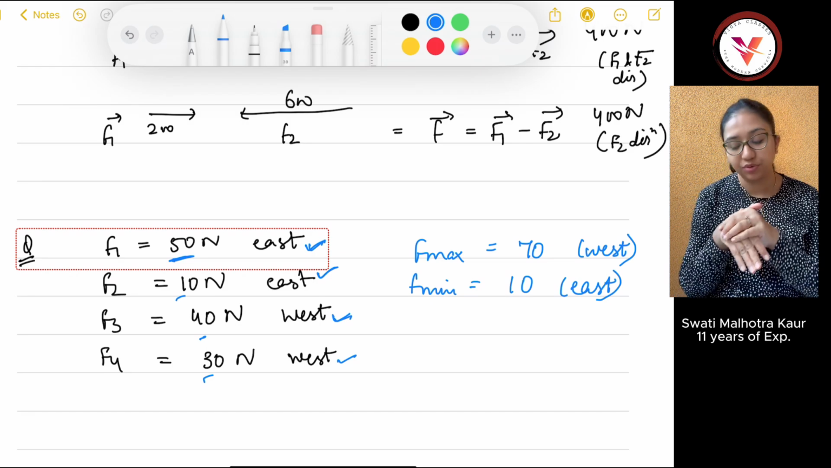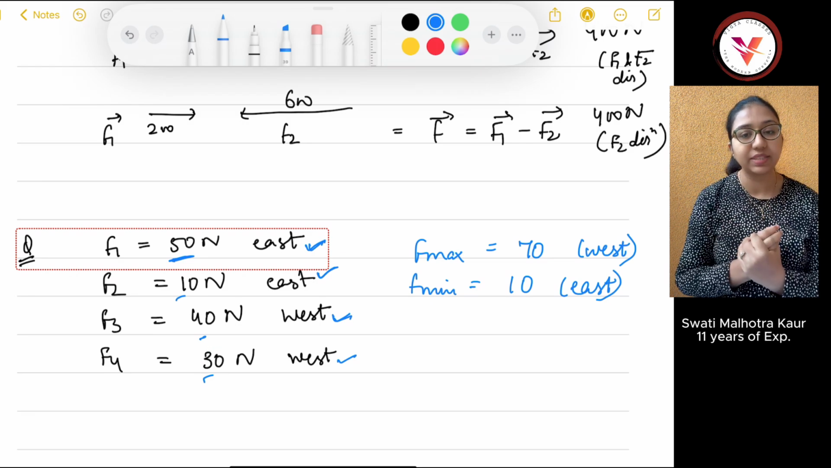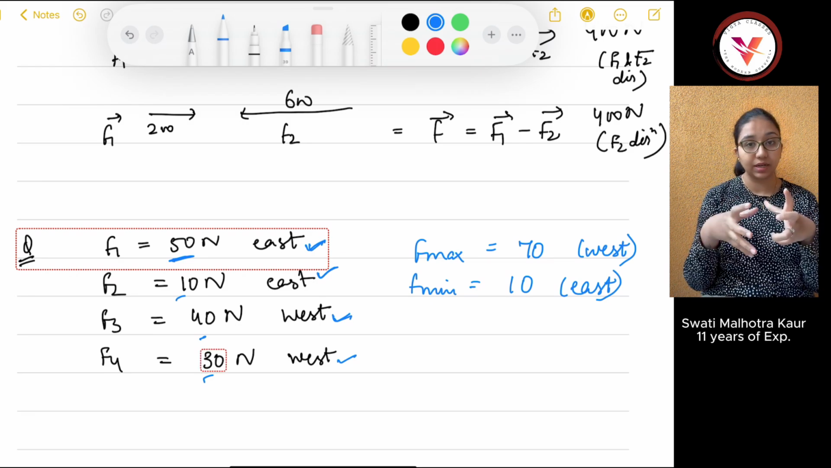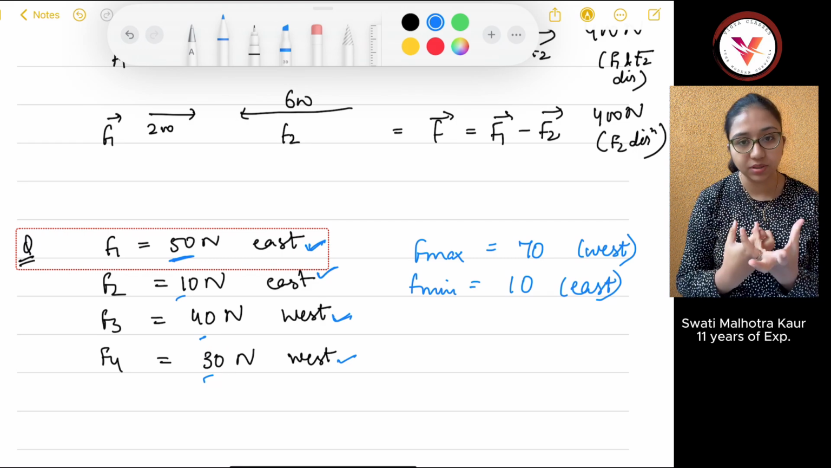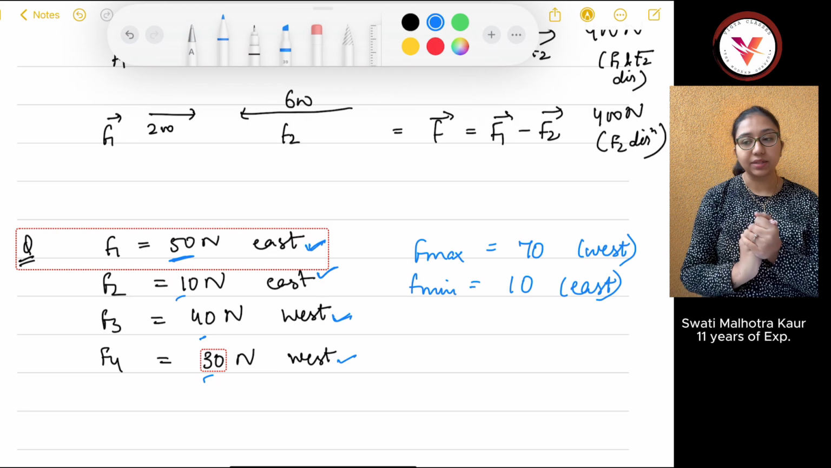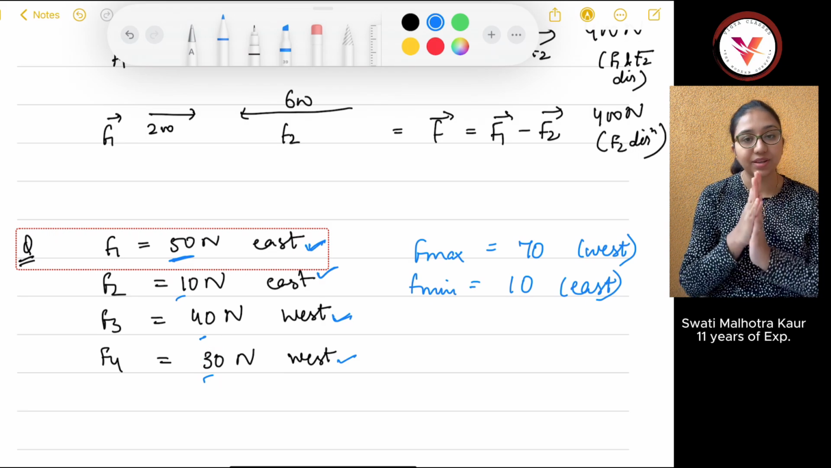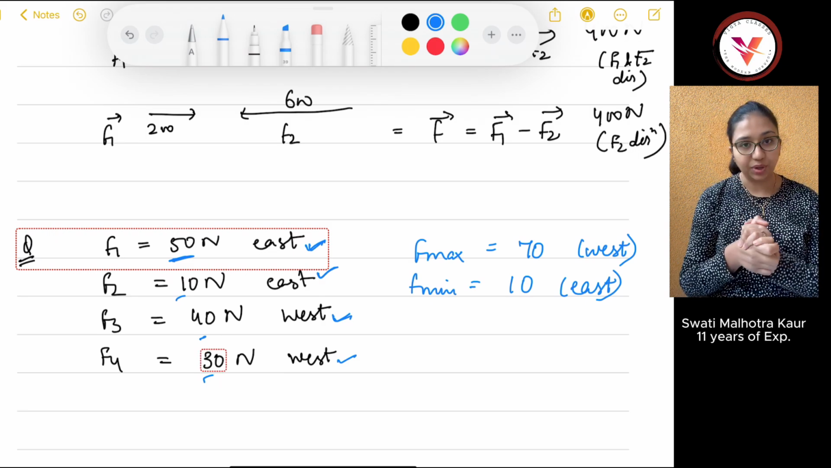So in the next video, we will learn the analytical method of this addition and subtraction, which will get the resultant, and we'll work on the numbers and the angles, and we'll do many numericals in the next video.